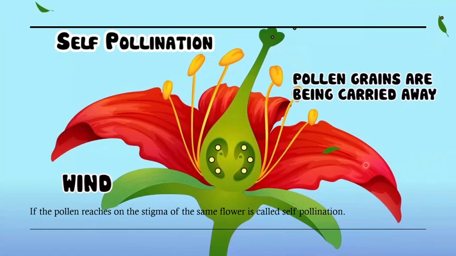The first one is self-pollination. What is self-pollination? If the pollen grains reach the stigma of the same flower, it is called self-pollination.